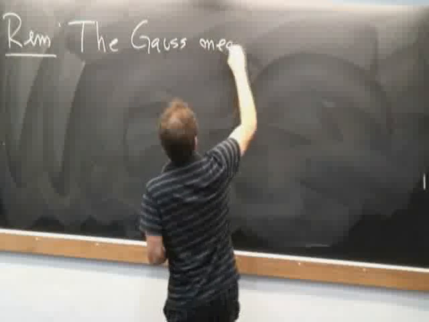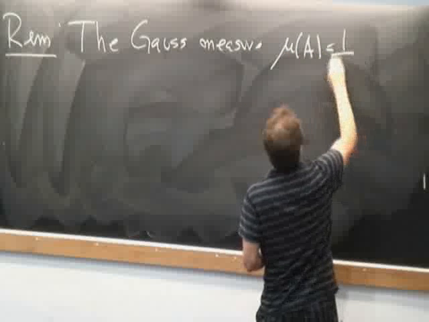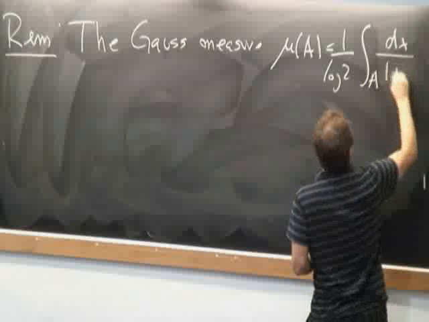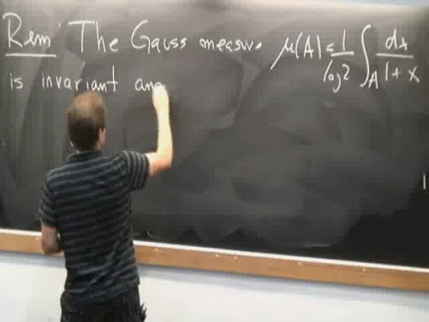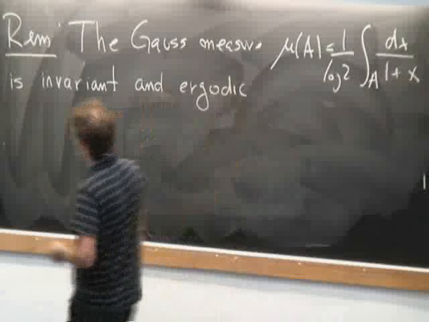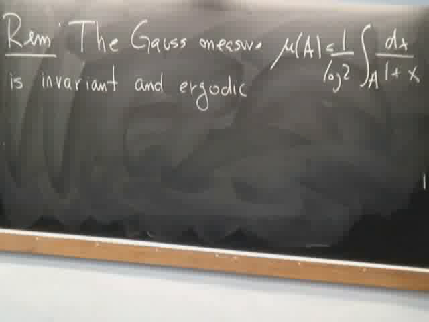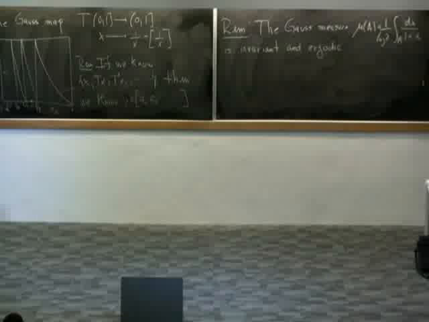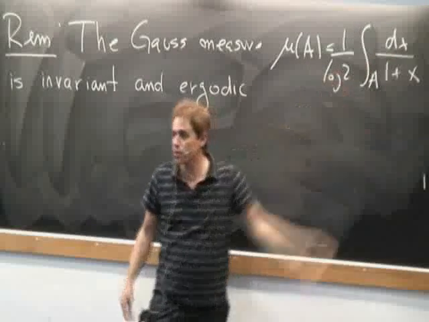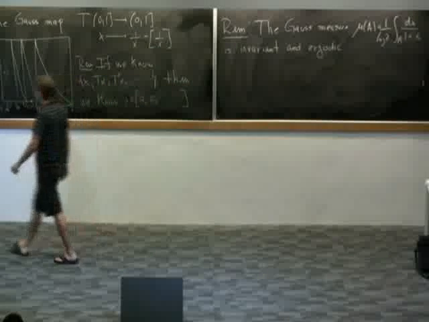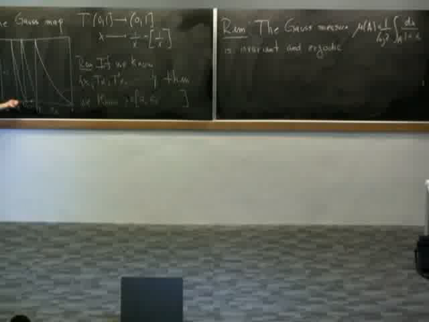But remark, the Gauss measure, which is defined for any Borel set as 1 over log 2 times the integral of 1 over 1 plus x, is invariant and ergodic. So again, you can conclude the same things that we already did. For example, this measure is absolutely continuous with respect to Lebesgue. So information that you obtain with respect to this measure will hold Lebesgue almost everywhere. That's the good feature of absolutely continuous invariant measures. You know that every digit appears infinitely often for Lebesgue almost every point. Okay? The same argument, Poincaré recurrence theorem.